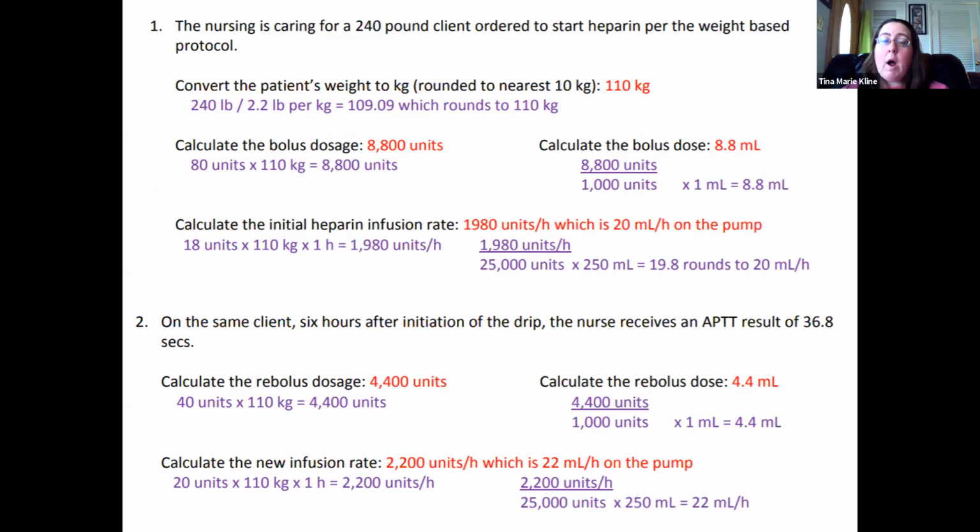I'm following the protocol. I'm supposed to give 40 units per kilogram. I don't change the weight. And that's something else you know: when they are calculating a heparin drip, they are going to be basing it on the admission weight.